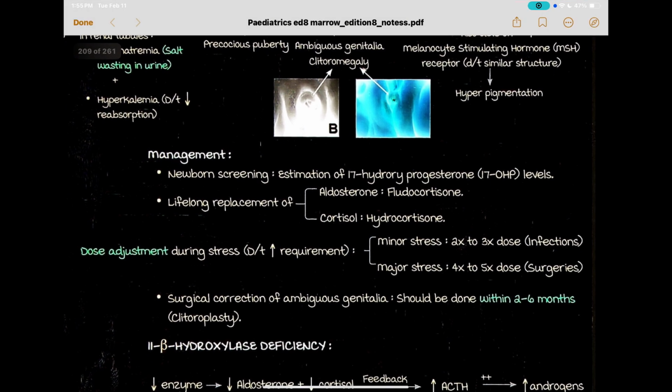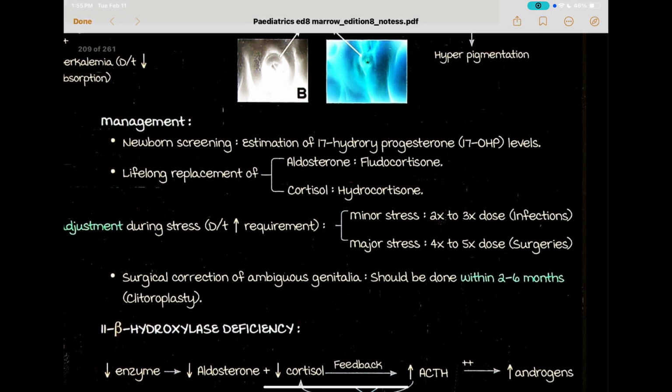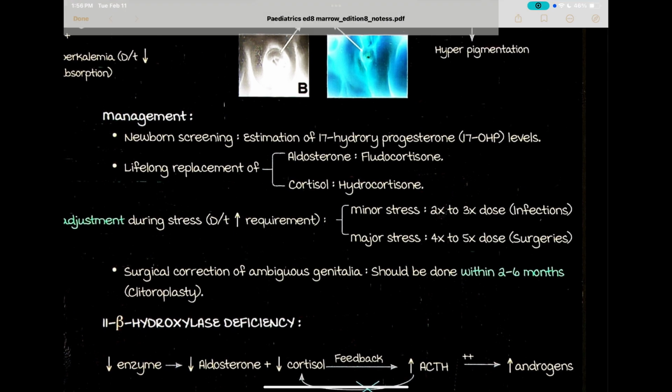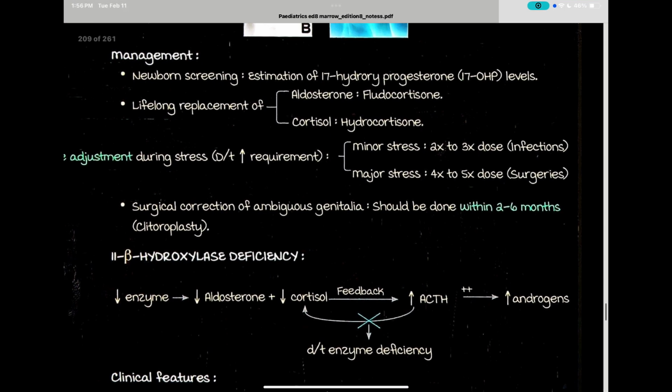Management: newborn screening, with estimation of 17 hydroxyprogesterone levels. How do you do newborn screening for congenital adrenal hyperplasia? You screen for 17 hydroxyprogesterone levels. Lifelong replacement of aldosterone with fludrocortisone and cortisol with hydrocortisone.